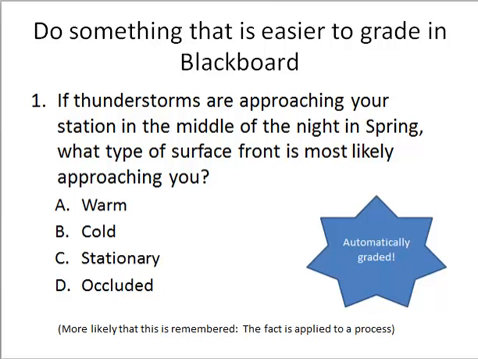Again, this is something that's easier to grade in Blackboard. It's more likely to be remembered, with the factors applied to a process that they might have experienced and remembered. If thunderstorms are approaching your station in the middle of the night in spring, what type of surface front is most likely approaching you? And there are the four choices, and hopefully they would choose the correct choice, which, if you took my class, you would know was a warm front.